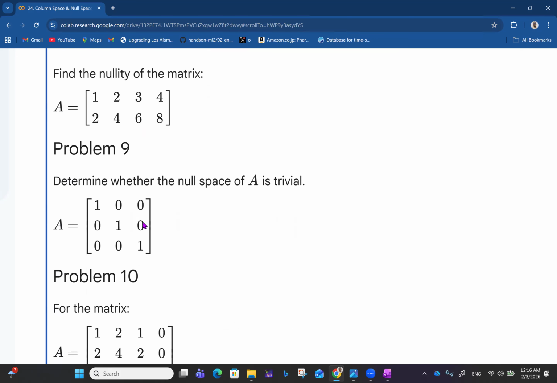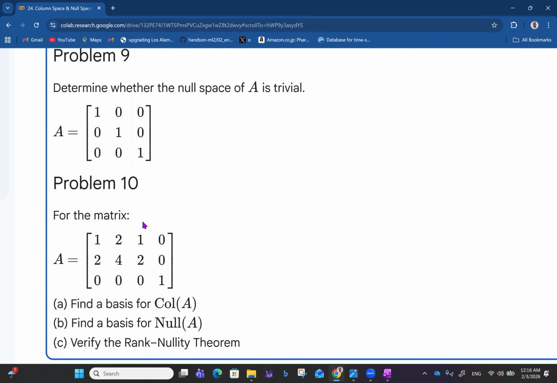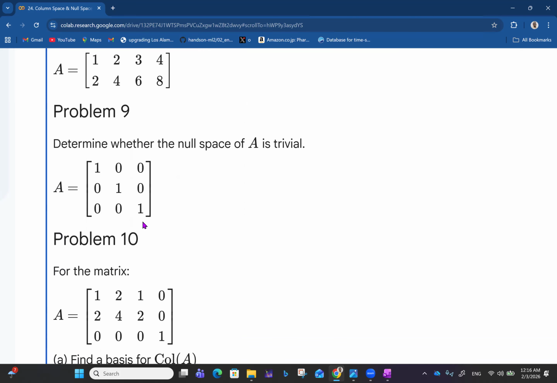So we have 8, 9, and 10. Just try your hands on this and let's see how everything plays out.